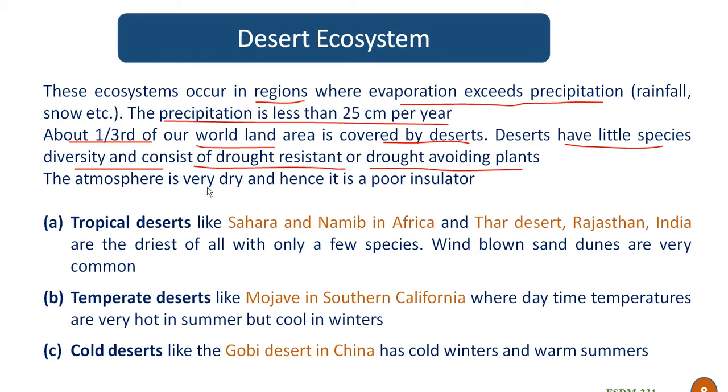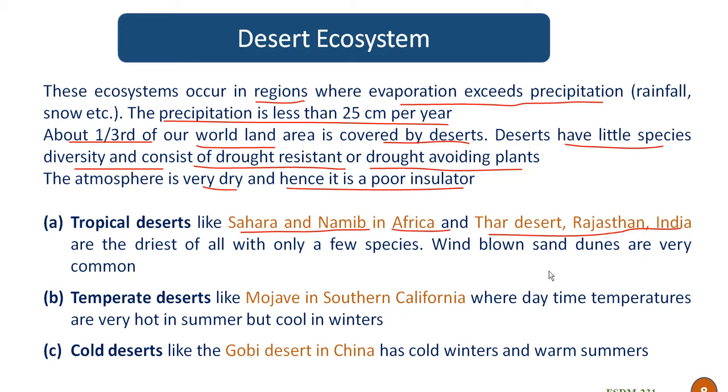The atmosphere is very dry and hence it is a very poor insulator. That's why the temperature goes down suddenly in the desert, because the atmosphere is a poor insulator. Then the desert ecosystem has three types. The first one is tropical deserts like the Sahara and Namib in Africa. The Thar Desert of Rajasthan in India are the driest of all, with only a few species.